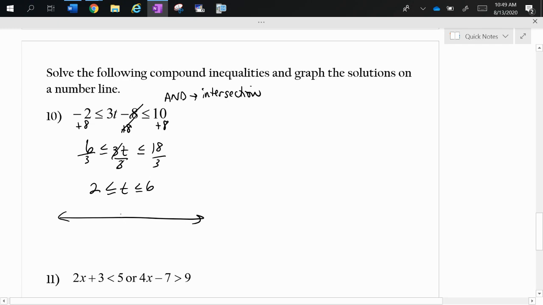And if I'm going to graph the solutions on the number line, I can do that. So I'm going to put a closed circle on 2, put a closed circle on 6. The numbers that are greater than or equal to 2 and also less than or equal to 6 are the numbers in between.